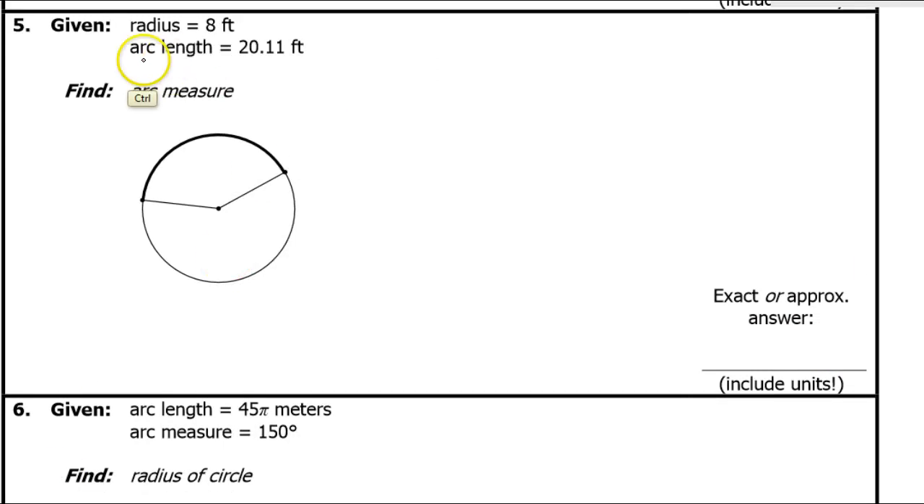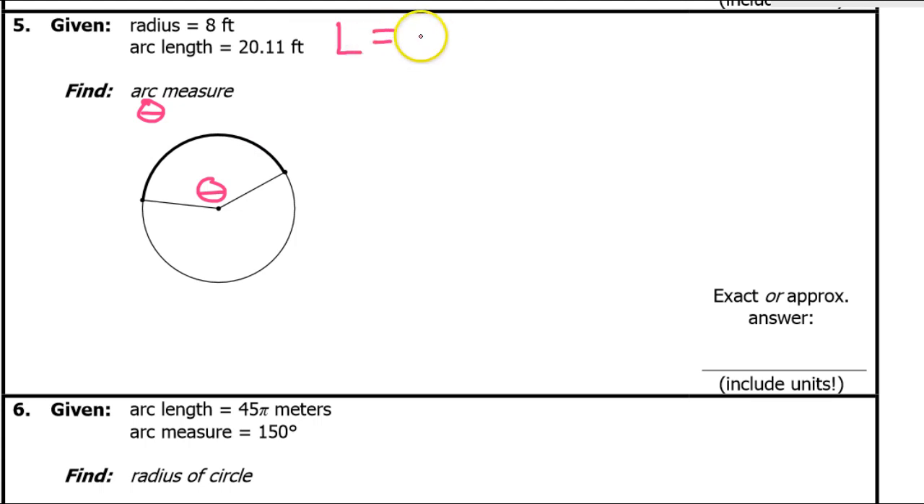All right, this problem still involves arc length, so I'm still going to use the arc length formula, but this time we're being asked to find the arc measure. The arc measure is the theta. That's the same thing as the central angle. All right, so we're trying to find theta. Now here's the formula again.